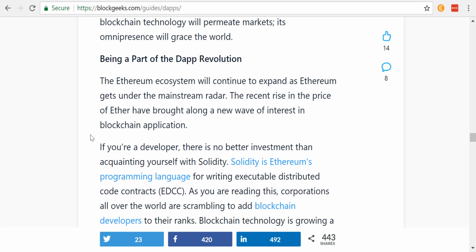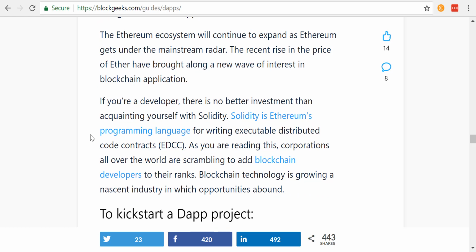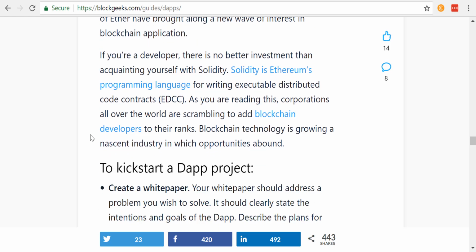The recent rise in the price of Ether has brought along a new wave of interest in blockchain applications. If you're a developer, there's no better investment than acquainting yourself with Solidity. Solidity is Ethereum's programming language for writing executable distributed code contracts. As you're reading this, corporations all over the world are scrambling to add blockchain developers to their ranks. Blockchain technology is a growing, nascent industry in which opportunities abound.